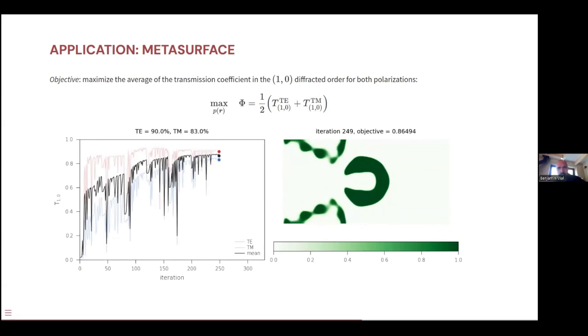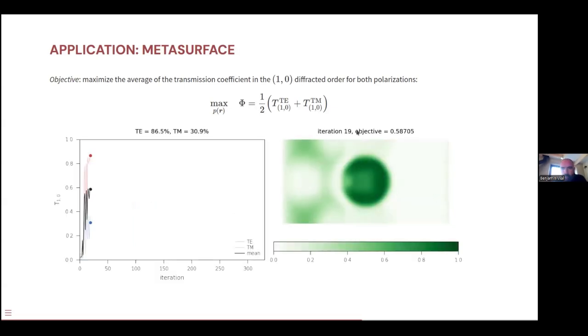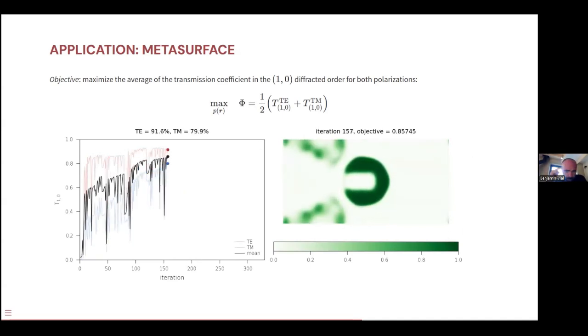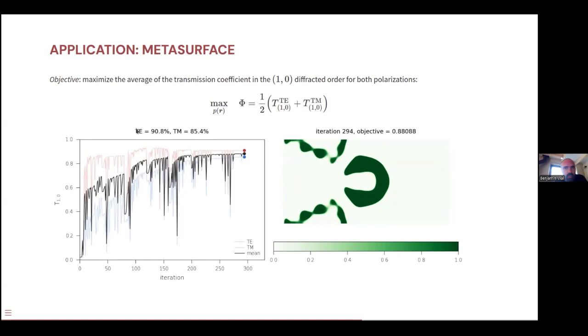So we started with an initial design of somehow a pillar, let's say. And here in that case, the unit cell is rectangular. So you can see we've got at the end of the day, when you maximize both values at the same time, more than 90% for TE polarization and 85% in transmission for the TM polarization case.